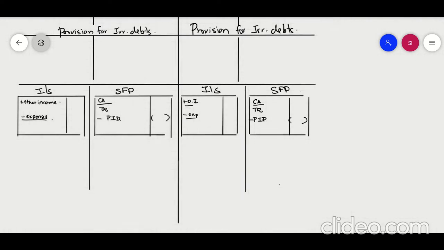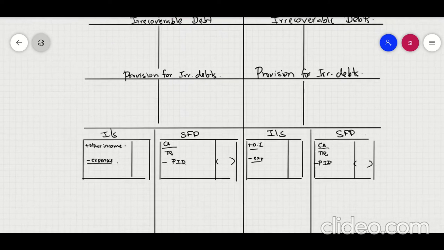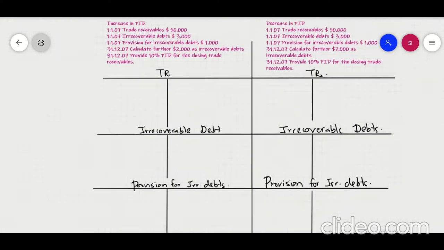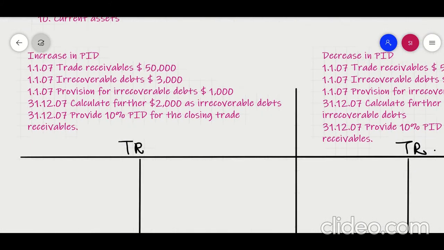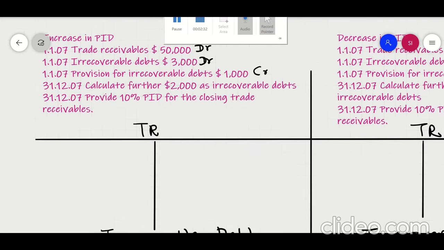Now we are done with opening all the ledgers and the extracts. Now it's time for us to post the opening balances. Trade receivable 50,000 will appear on the debit side of the ledger. Irrecoverable debts on the debit side because it's an expense, and provision for irrecoverable debts will appear on the credit side. So let's enter the information.